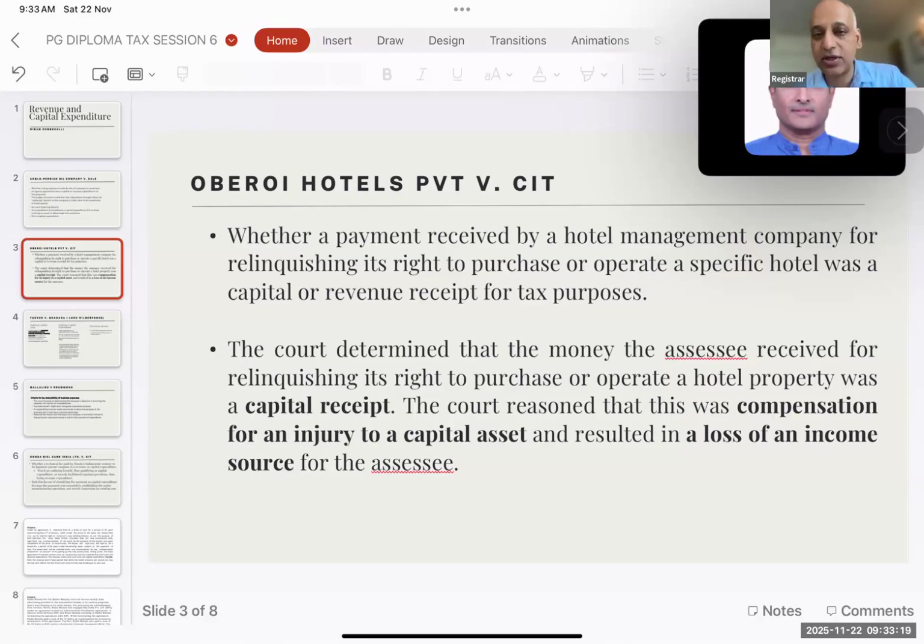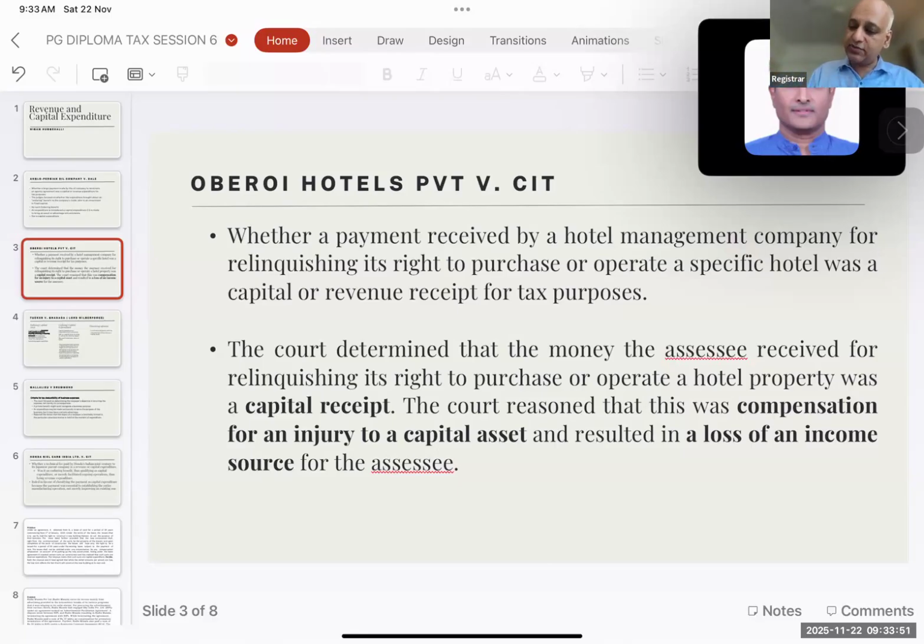Now, I want to caution you. The reason I'm mentioning this is that for the same payment, there may be a difference in character between the recipient and the payer. Right? For the payer, it might well be revenue expenditure. For the recipient, for the same amount of money, it might be a capital receipt. Having said that, I must alert you that, especially with regard to the Oberoi Hotels case and these kinds of cases, and even the Anglo-Persian case, the law has changed.